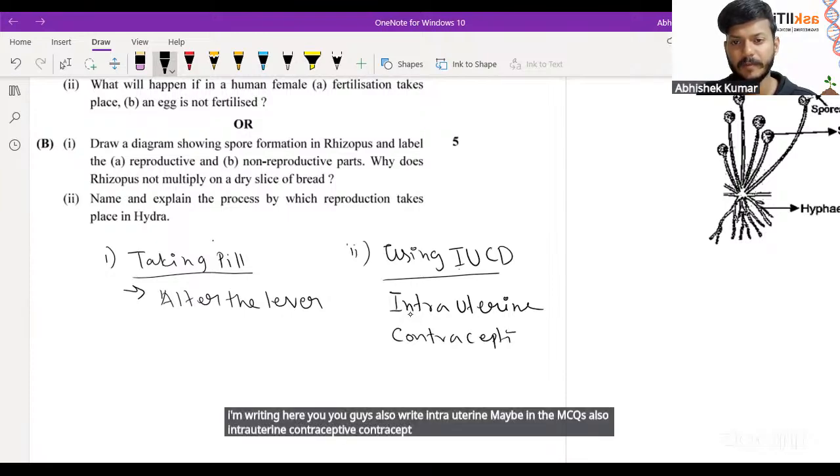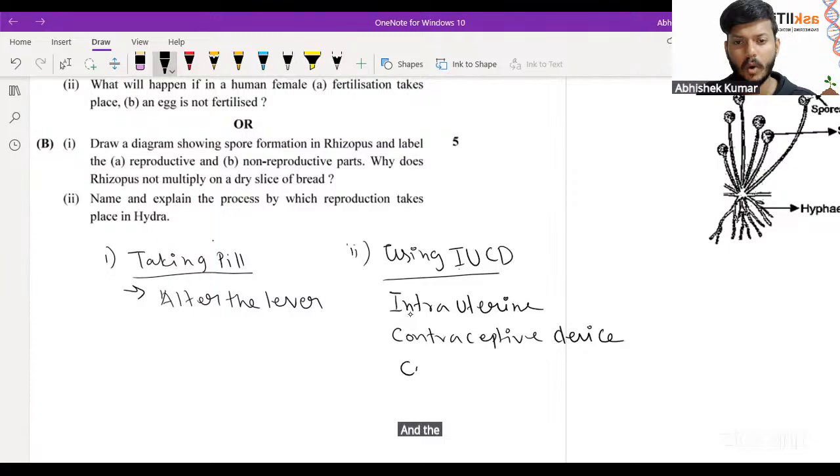Intrauterine contraceptive device. And the example will be copper T. Copper T.